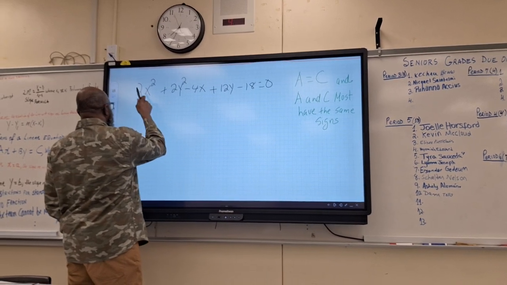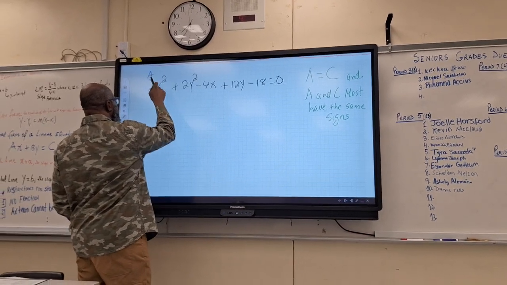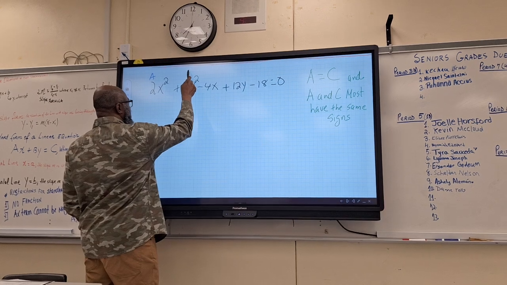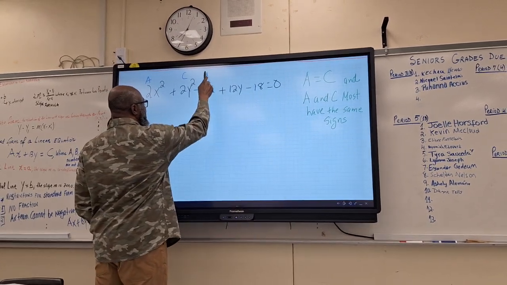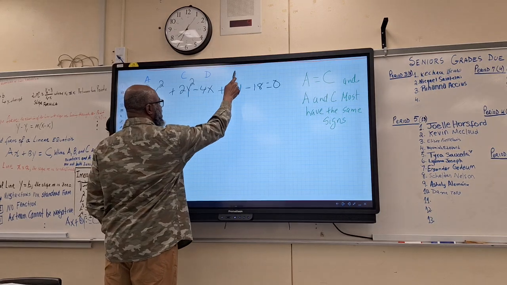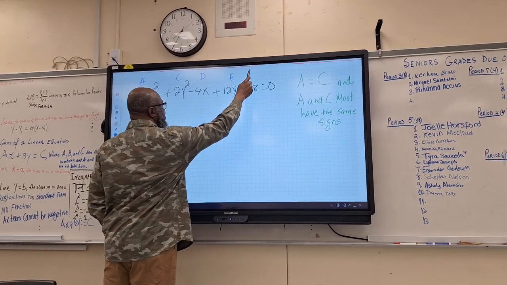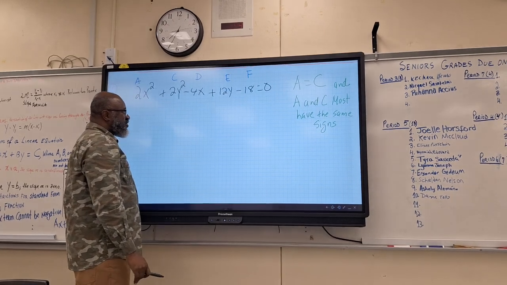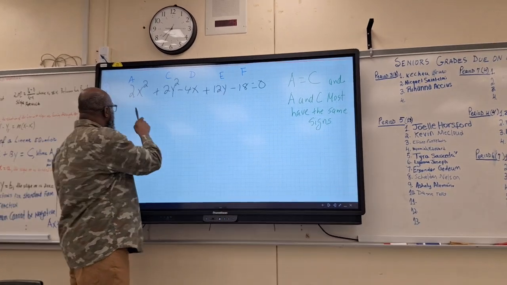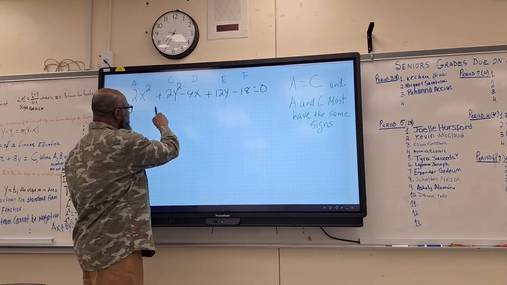The A value, this is your A value. This is your C value. This is your D. This is your E, and this is your F. Right? There are two options. So as you can see, what number do they have in common?